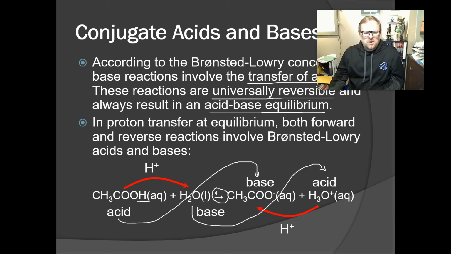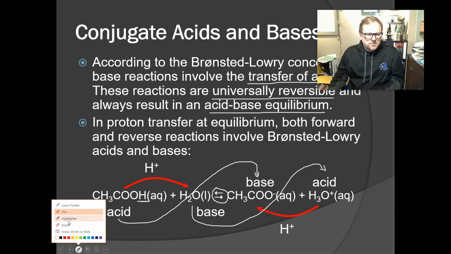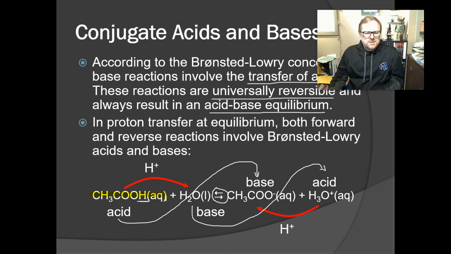Okay, so this and this, maybe I'll highlight it just so it's obvious to you. Acetic acid and the acetate ion are a conjugate acid-base pair. And then just to go to a different color, the water and the hydronium ion are another conjugate acid-base pair. Cool?